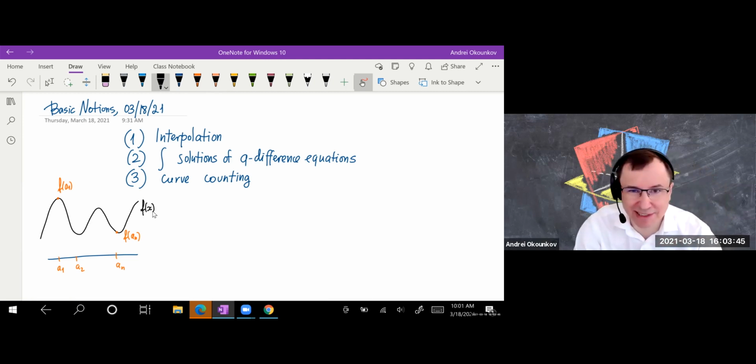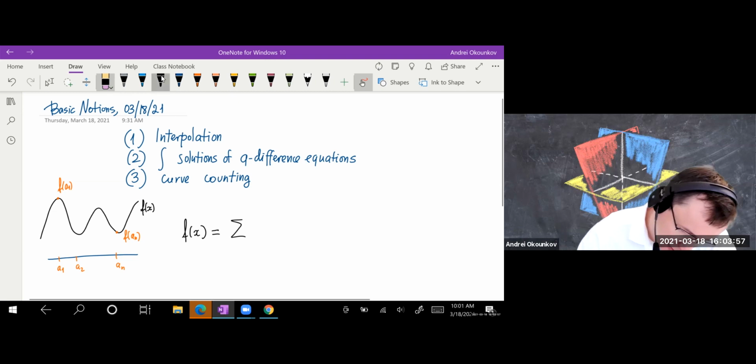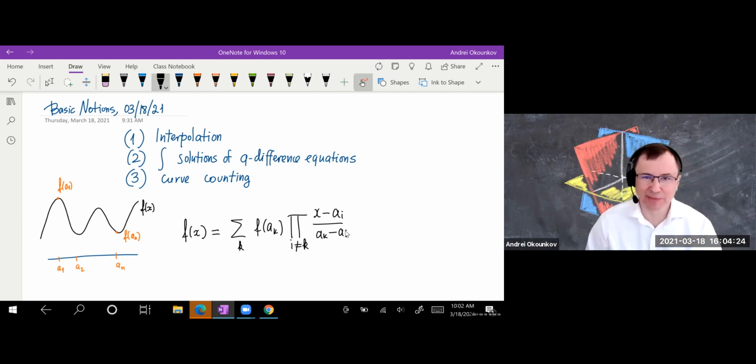Then, of course, there is an explicit formula due to Lagrange, I think. So it says f of x equals the summation over k of f of ak times the product over i not equal to k of x minus ai over ak minus ai. And I think everybody agrees with that. And this formula makes sense.